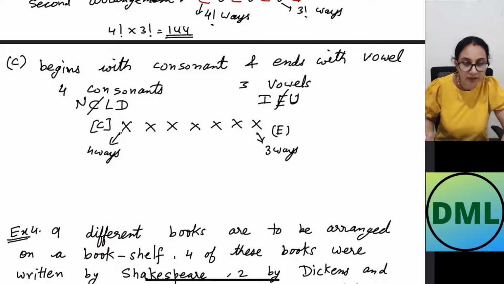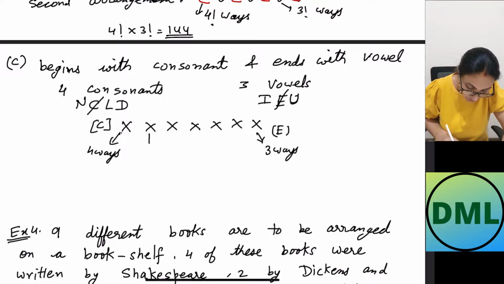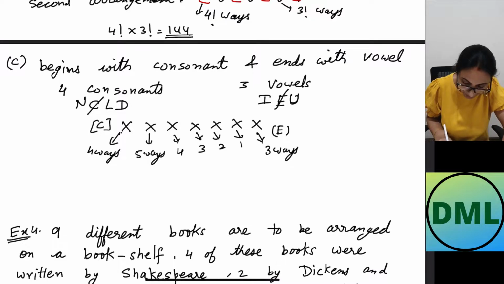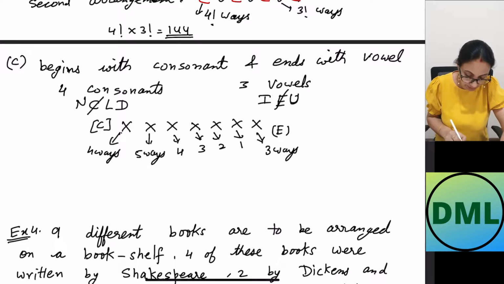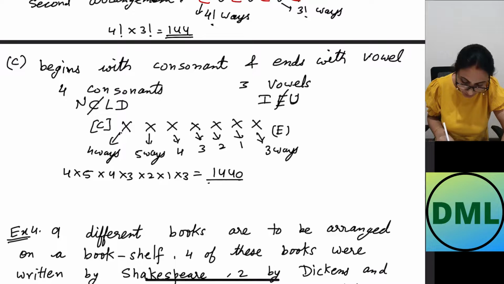Now E is gone. Now the remaining letters are 1, 2, 3, 4 and 5, 5 letters remaining with us. So this place can be filled in 5 ways. Similarly, this can be filled in 4 and then 3 and then 2 and then 1 way. So the total number of arrangements is given by 4 × 5 × 4 × 3 × 2 × 1 × 3, which equals 1440 ways.